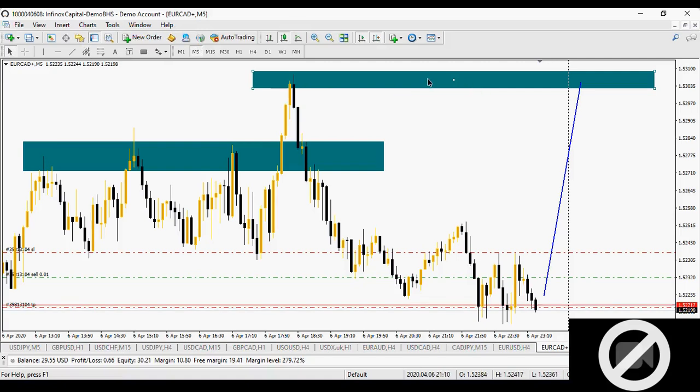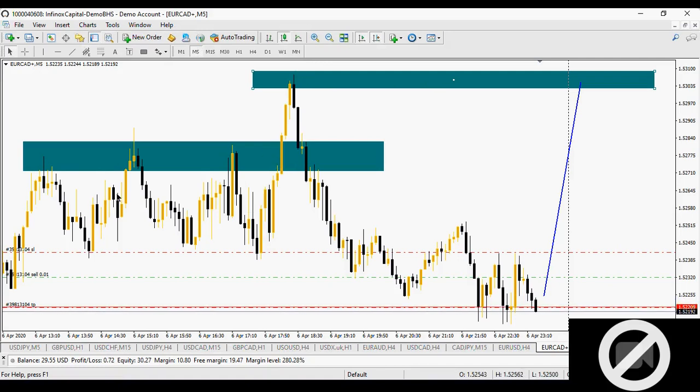Okay, because it has formed another resistance area. Can the market go to this point, it drops. When it came back again, it drops. Once the resistance is formed, it becomes like a force. It will need a very big force to break it. And that's what happened right here.